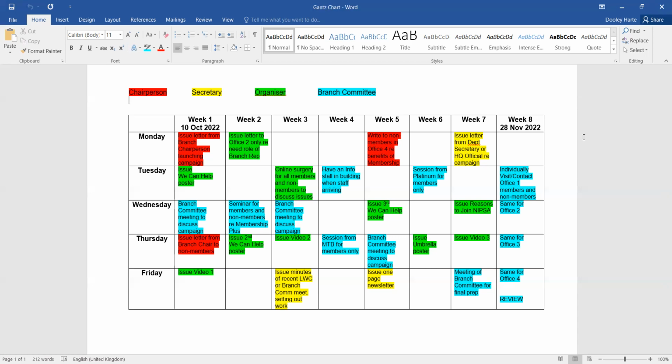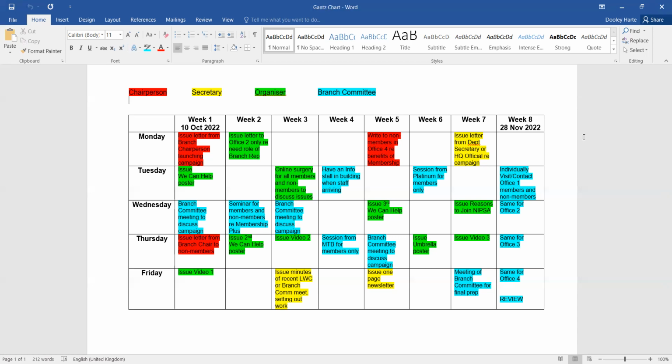Week 4, the second one, then maybe have a session with McCartan, Turkington and Breen. I forgot the name there for a minute. McCartan, Turkington and Breen for members only. What you can do at the first session, say you invite non-members to Membership Plus, you can tell them we're having 2 more sessions here, but they're for members only, so you need to join if you want to get to these. McCartan, Turkington and Breen can set out the services that they provide for NIPSA members.